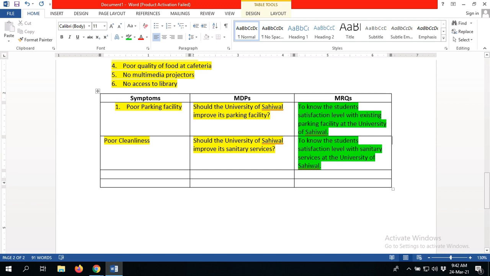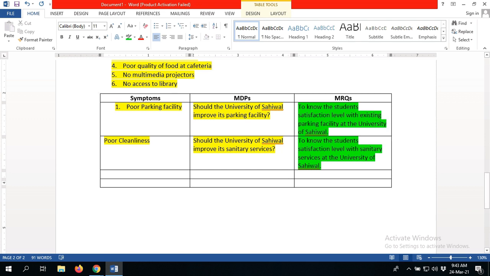It means if we know student satisfaction level with the sanitary services at the University of Saiwal, and if most of the students say that yes, we are satisfied with the sanitary services, then the university is not required to improve them. It means all the existing services are okay. But if students express dissatisfaction with the sanitary services, then the university has to improve them.